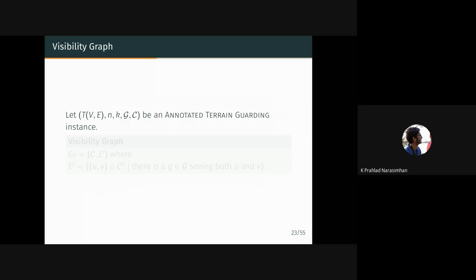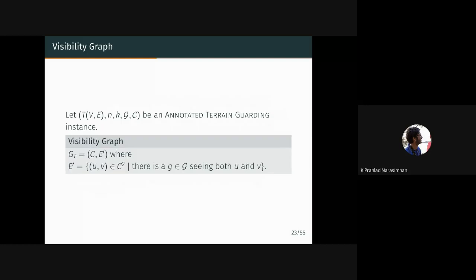So here's the definition. Given an annotated terrain guarding instance, what does it mean? You're given a terrain T with vertex set V, where n is the number of points in V. k is the parameter that we're interested in. G is the set where I'm restricting the guards to be placed, and C is the set that I need to guard. So this is an annotated guarding instance, and the visibility graph is defined as follows.